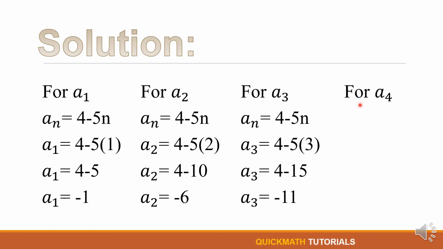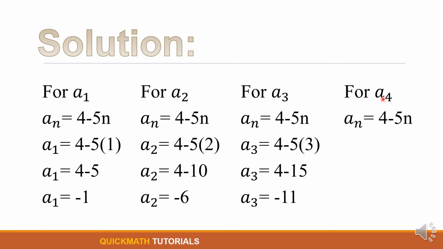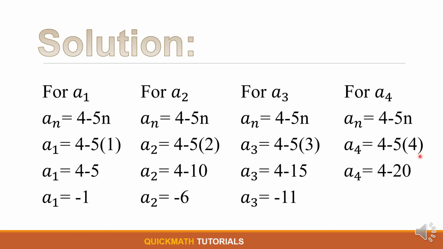Now, for our fourth term, we will substitute n by 4. So we have a sub 4 is equal to 4 minus 5 times 4. Now we have 4 minus 5 times 4 is equal to 20, and 4 minus 20 is equal to negative 16. Thus, our fourth term is negative 16.